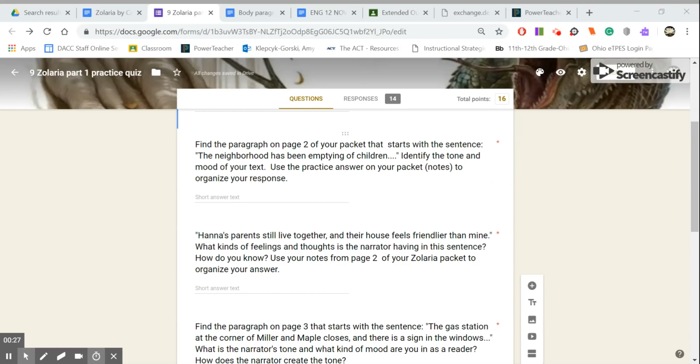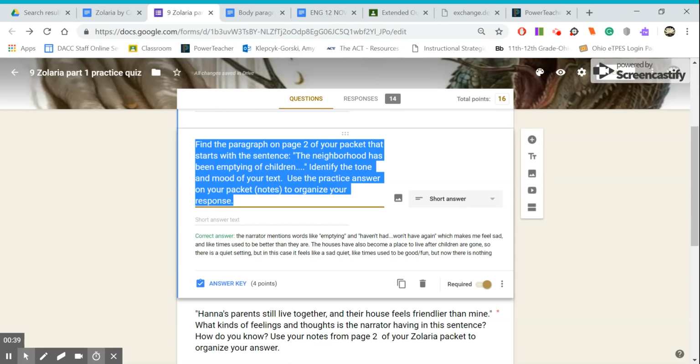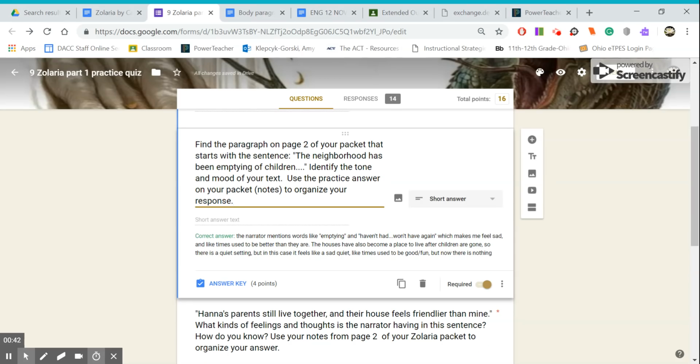All right, the first question is to find the paragraph on page 2 of your packet that starts with the sentence, "The neighborhood has been emptying of children." Identify the tone and mood of your text. So one part with tone and then one part with mood. And then use the answer packet to kind of organize your response.